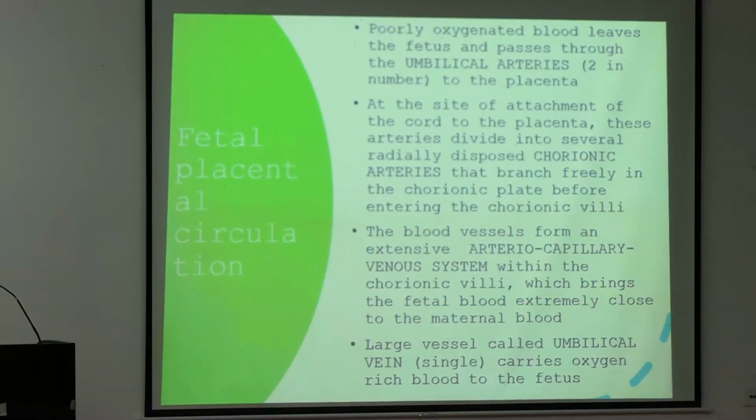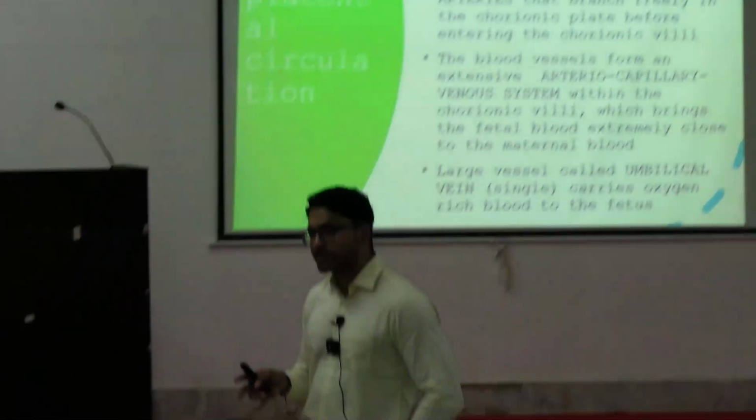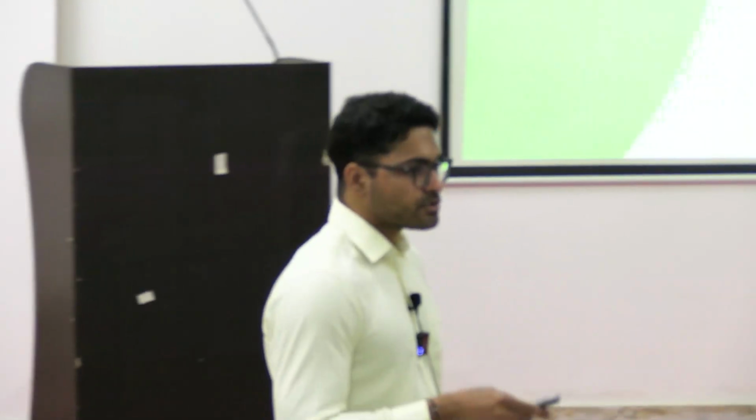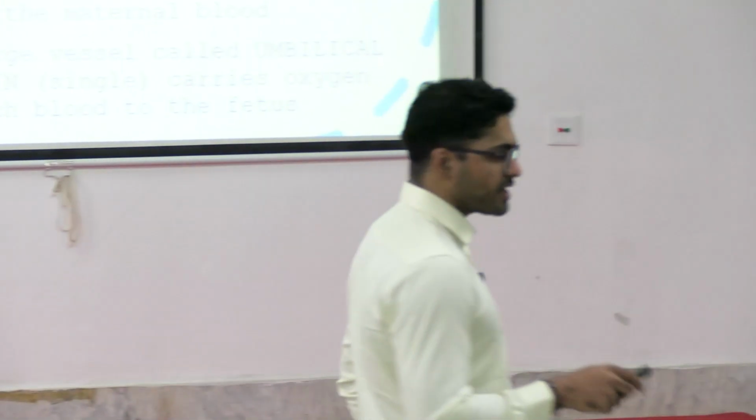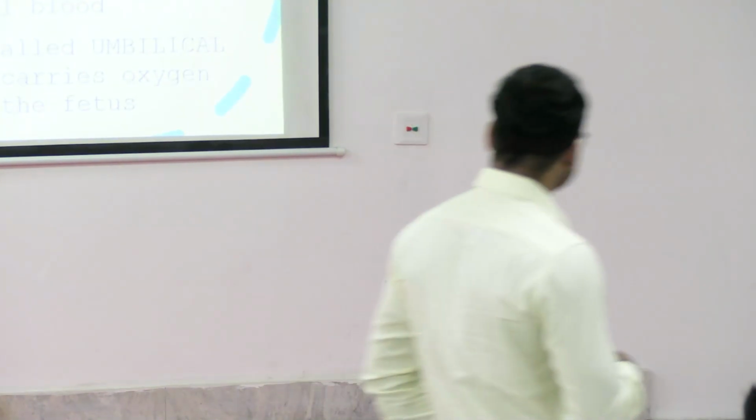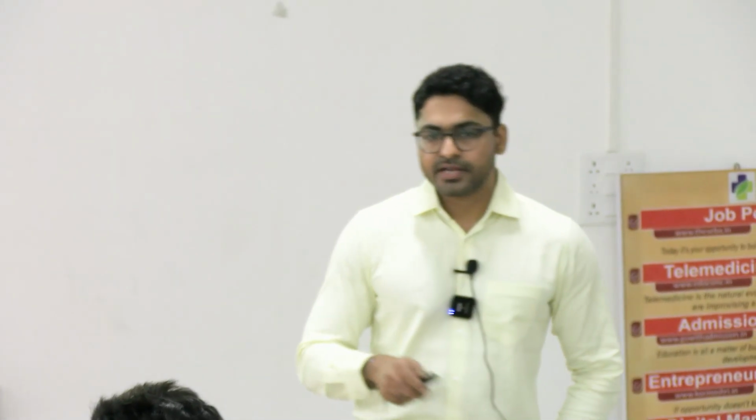Now, fetal placental circulation. Simple. There is one umbilical vein and 2 umbilical arteries. The arteries carry deoxygenated blood and the vein carries the oxygenated blood from the placenta. The arteries enter the placenta, divide into multiple chorionic vessels, and they form capillaries inside the chorionic villi, which is called the arteriocapillary venous system. Then those capillaries convert into veins and form the umbilical vein and take that blood to the baby. So in fetal circulation it is reversed. The artery is carrying deoxygenated blood and the vein is carrying oxygenated blood.